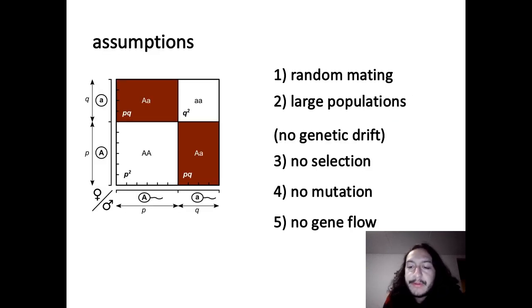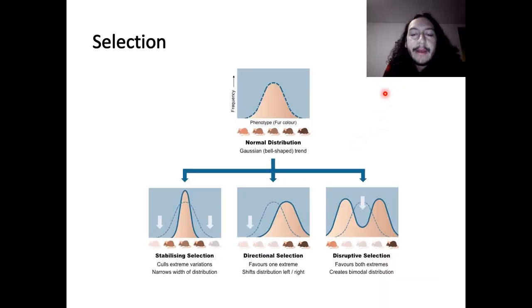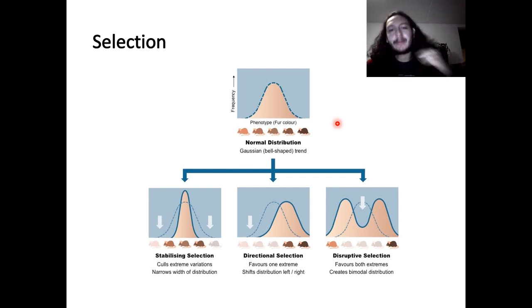Then we move on to the next assumption, which is no selection. And here we introduce the concept of selection in populations. So, for example, here we see that there is a distribution of the phenotype in a population, in this case fur color, and you're going to have a normal distribution to start with, and you're going to see how the frequency of these phenotypes is going to vary in the population, right?